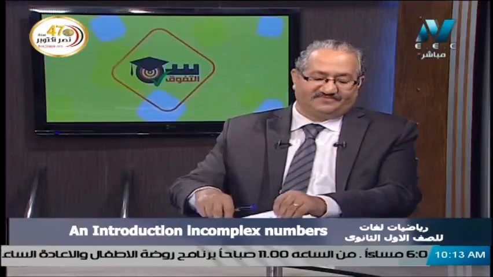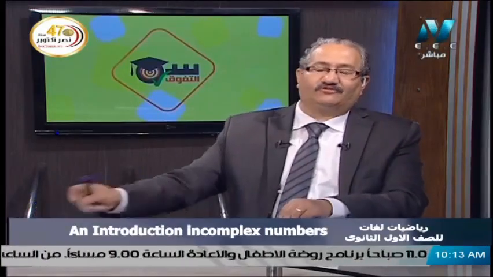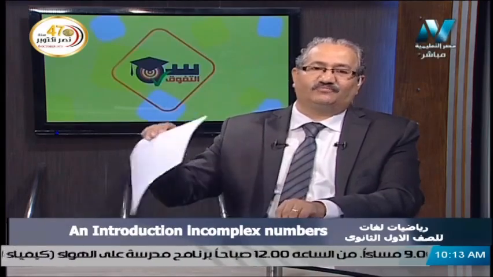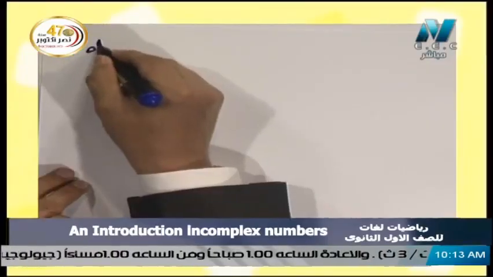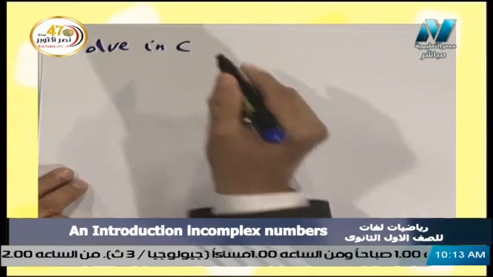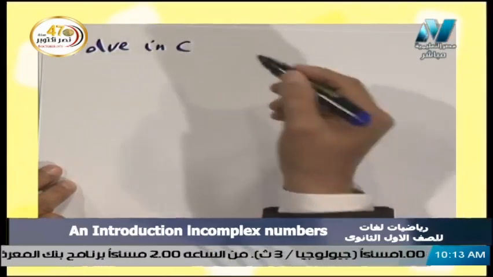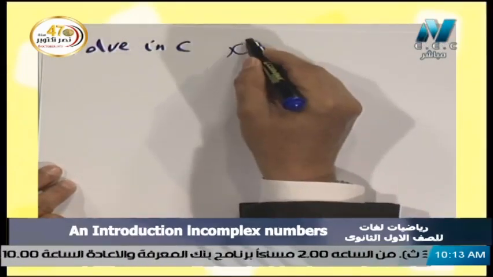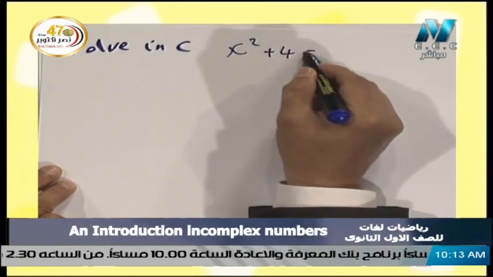Okay, let's move to the solution of some equations in C, which is the set of complex numbers. Solve in C the equation x power 2 plus 4 equals 0.